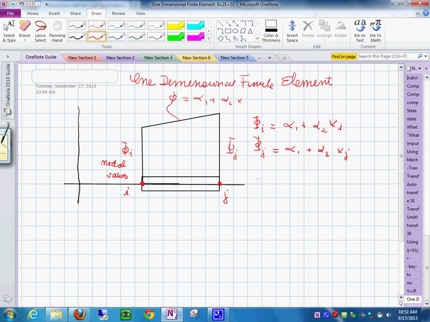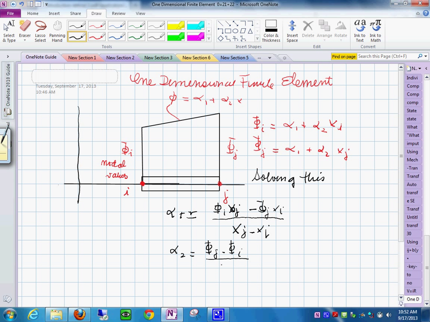So solving this, we obtain that alpha 1 was equal to phi sub I x of j minus phi sub j x of I, divided by x of j minus x of I, and alpha 2 was phi sub j minus phi sub I, divided by x of j minus x of I.